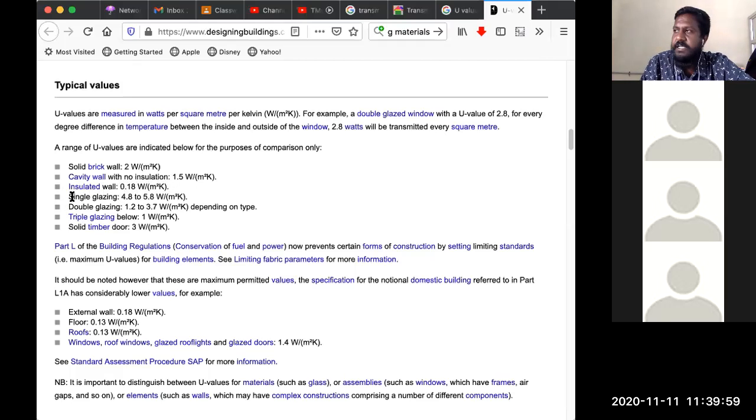Single glazing is just a single pane of glass. The higher the U value, the more transmittance from outside to inside, 4.8 to 5.8. Because of this transmittance, we need another mode of thermal comfort, as in air conditioning to cool down the spaces. Double glazing is much lesser, depending on the type of glazing; it can range from 3.7 to 1.2. Triple glazing is 1. A solid timber construction gives you 3.